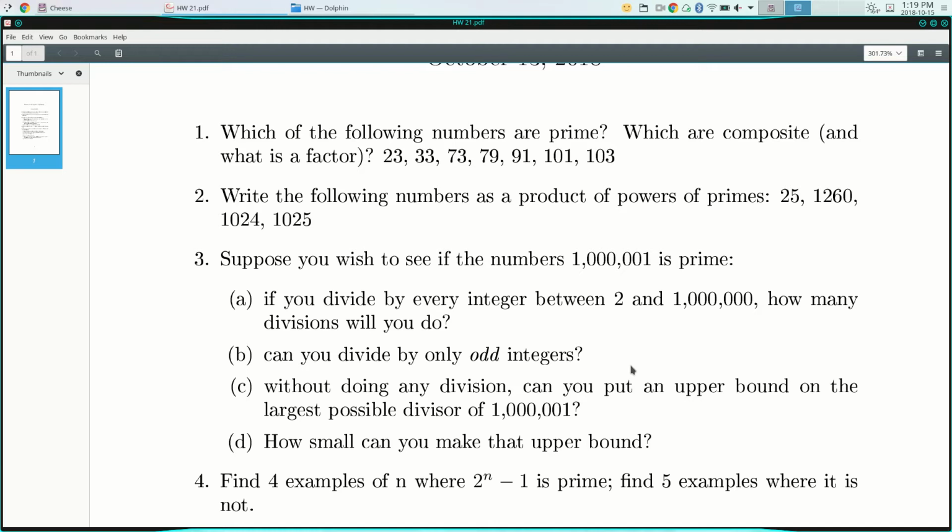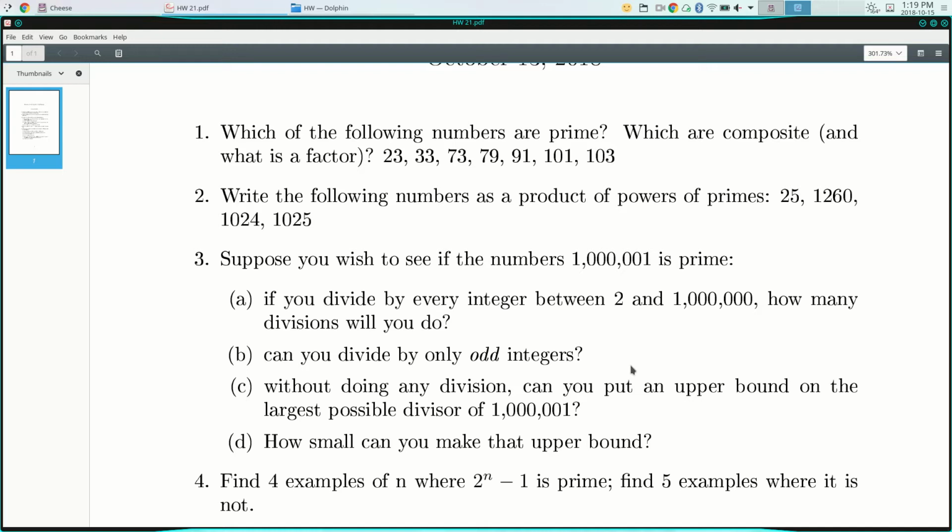That's 3A. Okay, 3B. Can you divide by only odd integers? Yes. I mean, I guess you're technically right. The largest. Without doing any division, can you put an upper bound on the largest possible divisor of 1,000,000?